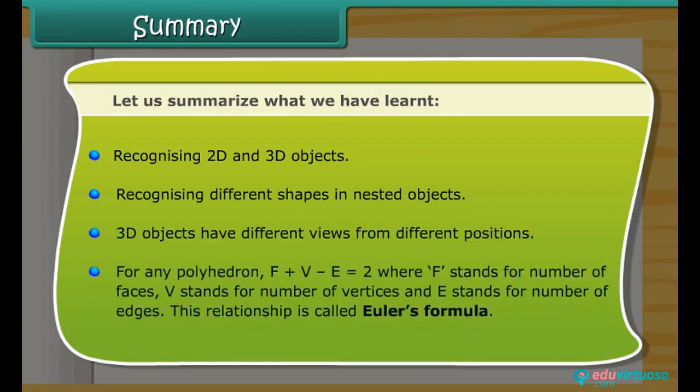For any polyhedron, F plus V minus E is equal to 2, where F stands for the number of faces, V stands for the number of vertices, and E stands for the number of edges. This relationship is called Euler's formula.